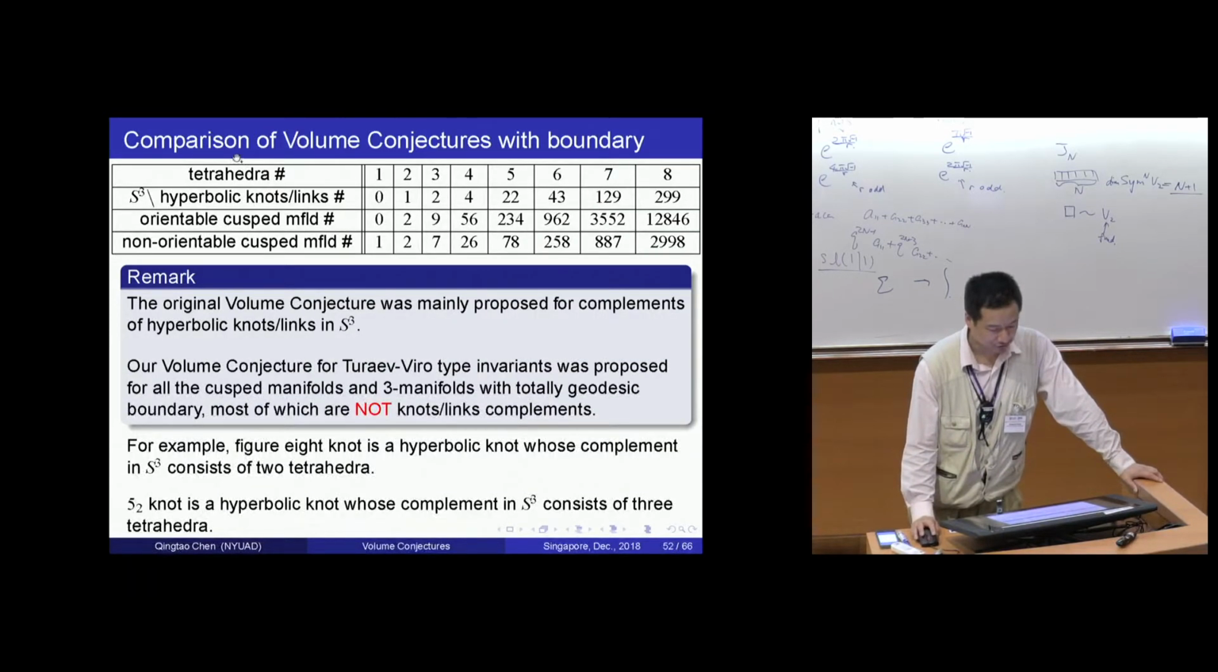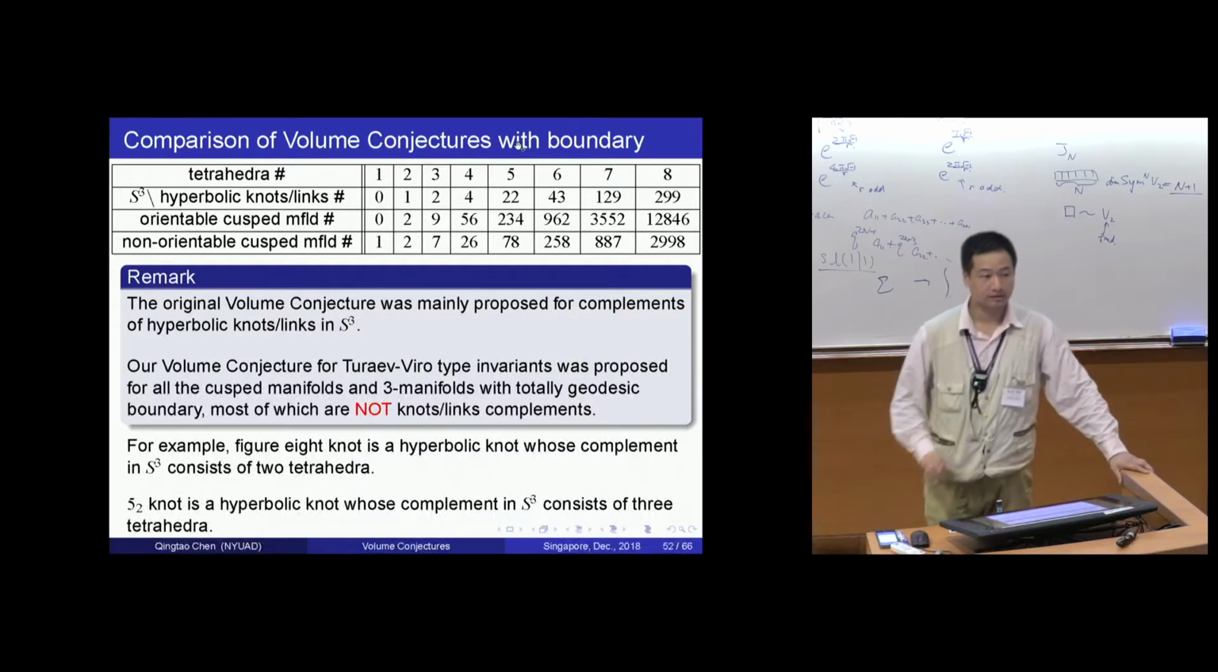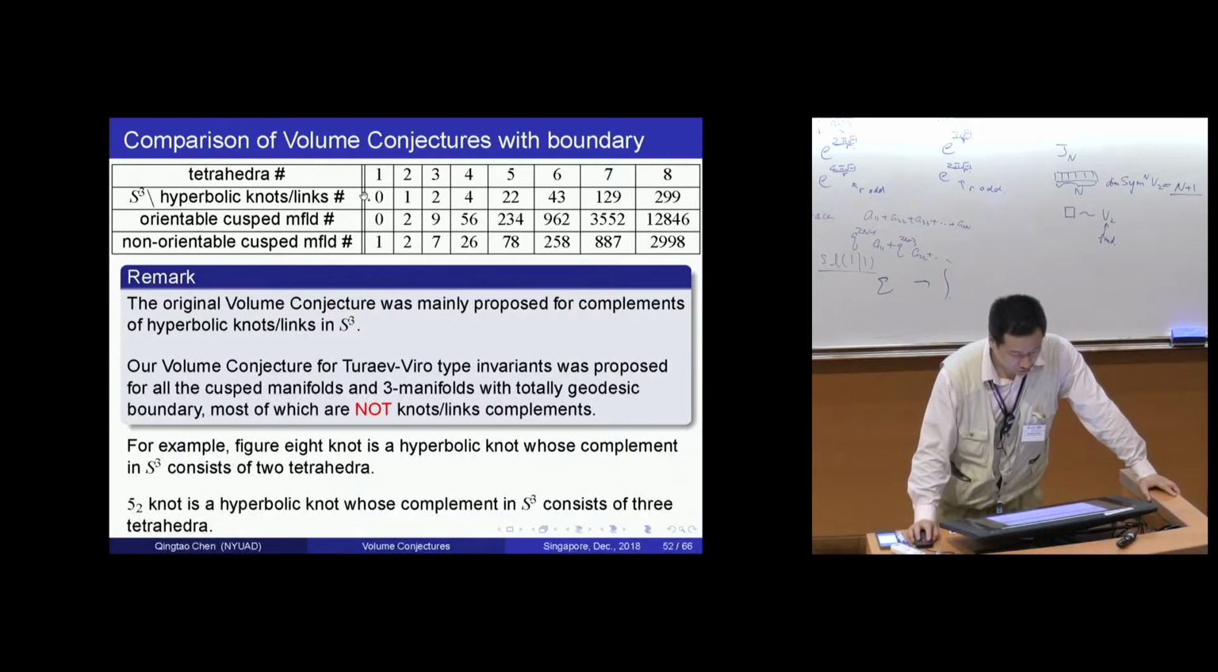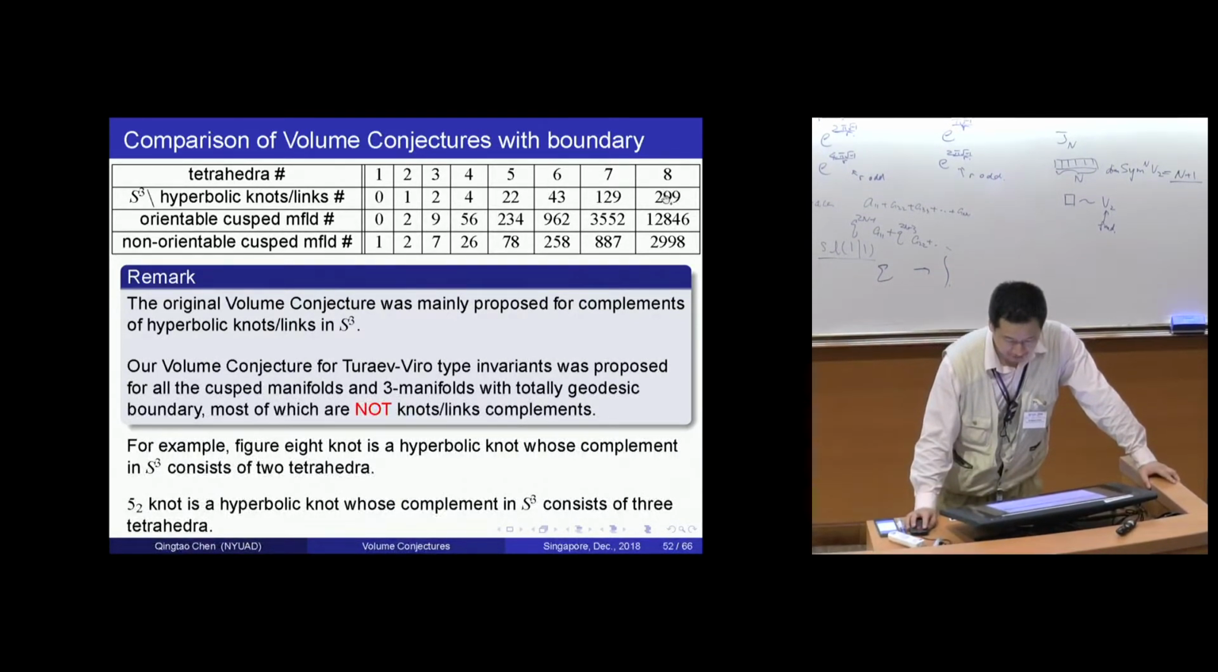Here, I want to compare this volume conjecture with the original volume conjecture. The original volume conjecture is proposed for such examples. You can see here, S is the complement of hyperbolic knots and links. When you use 8 tetrahedra, there are only 299 examples. But now we propose the volume conjecture for all those examples, even the line for the totally geodesic boundary, like G, the high genus boundary here. Nobody has calculated how many examples. So the 299 examples are included in such examples.